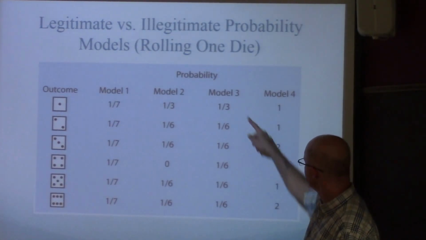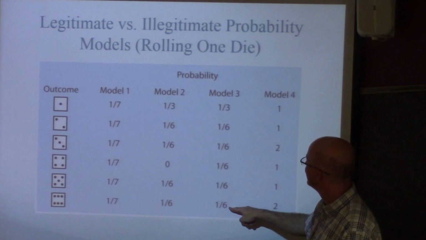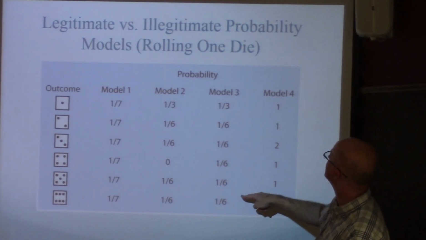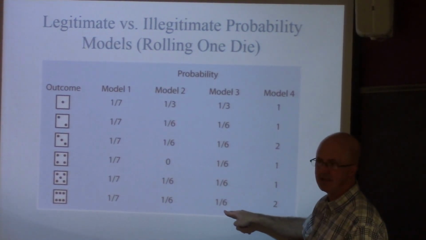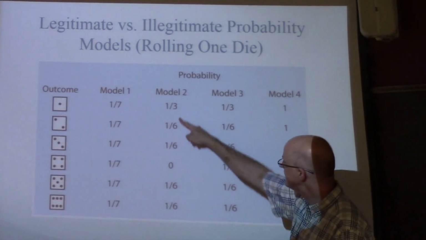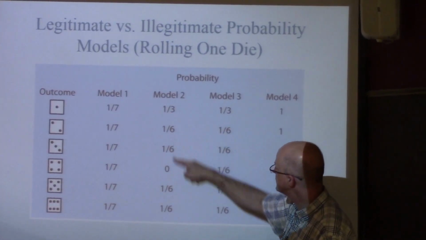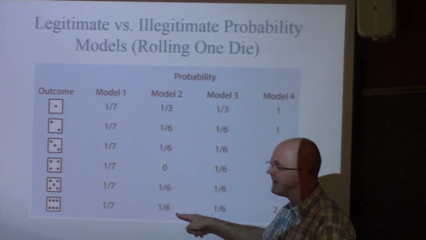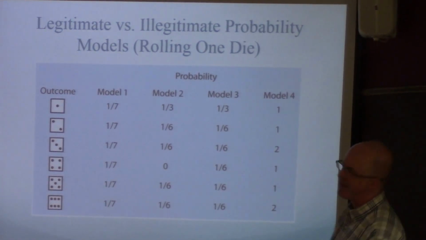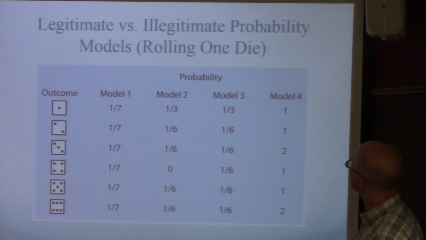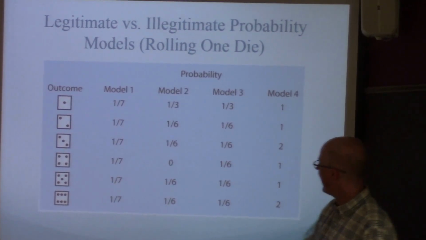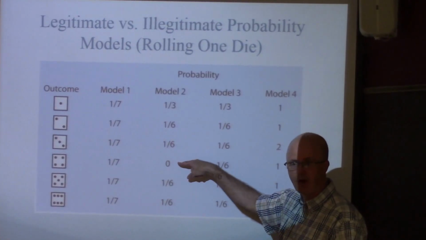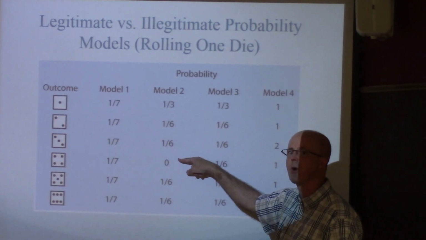Let's see. This model doesn't add up to 1 either. That adds up to what? 7/6? Illegitimate. This model is legitimate. All these numbers are greater than or equal to 0, and they all add up to 1. Does that mean it's accurate? No. I don't think the probability of getting a 4 is 0. That's not a good assignment of a probability.